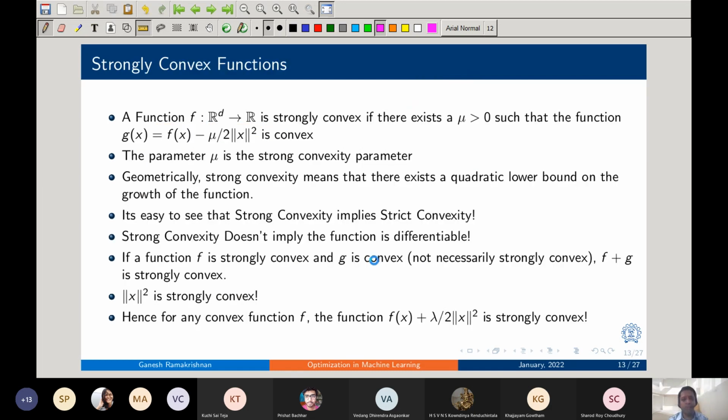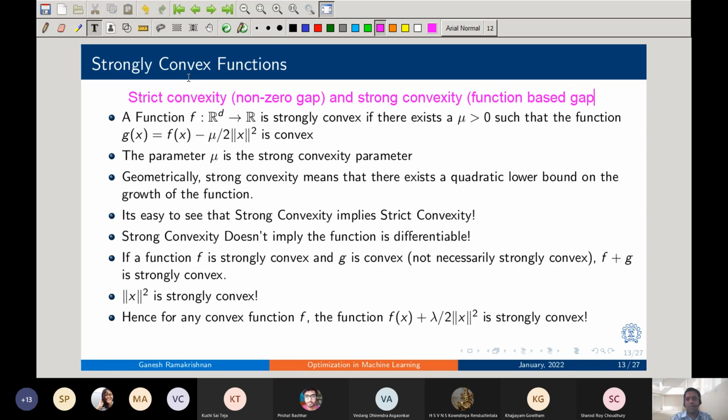Now you have an additional notion of strongly convex functions, which is a special case. Strict and strong convexity are special cases of convexity. The difference is that strict convexity talked about a non-zero gap, whereas strong convexity is talking about a functional gap. So it's talking about a function-based gap. Both are special cases of convex functions.